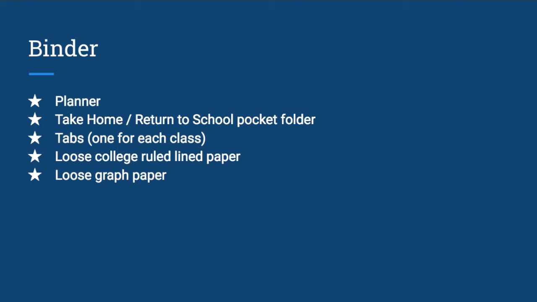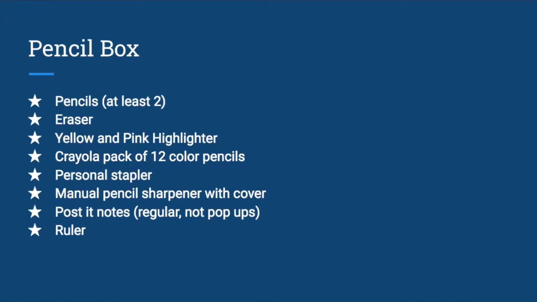It's handy to have a pocket folder in the front of the binder where students can put important papers that need to be given to parents or returned to school. It would be nice to have a tab for each class, and you can really decide if you want a smaller binder per quarter with only 3 tabs, or do you want to go ahead and put all 6 tabs in one binder now? And then, of course, college ruled paper and loose graph paper for math. These are the items the 6th grade team recommends for students to keep in their pencil box. Even though a lot of the work this year will be done online, it's nice to have these materials handy in the case that students do some work on a hard copy.